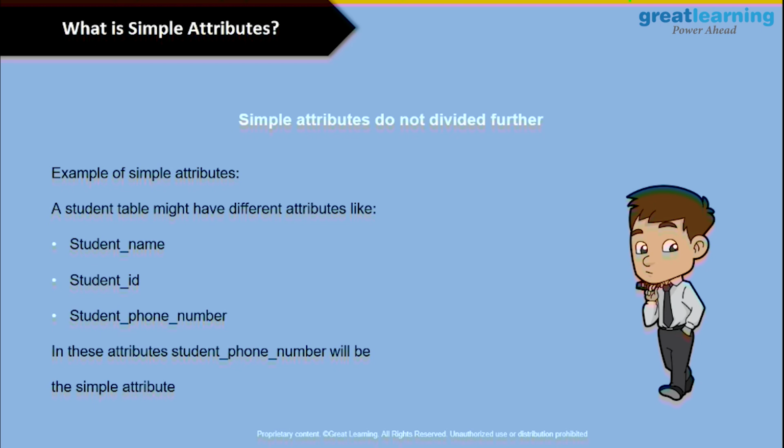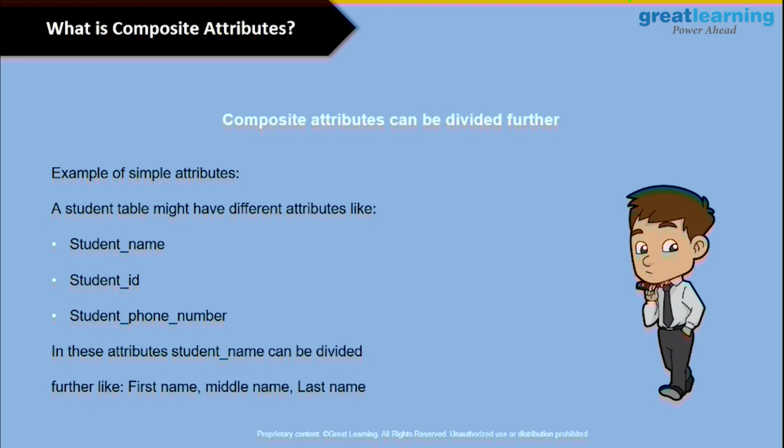When you define your attributes, you have to keep in mind what attributes you are defining: a simple attribute or some other type of attribute. Now we are going to talk about what a composite attribute is. From the name itself, you can say it can be divided further. How can I divide an attribute? Let me take a student table, which might have different attributes like student name, student ID, and student phone number.